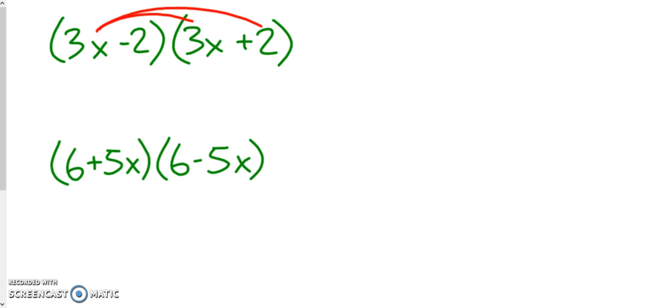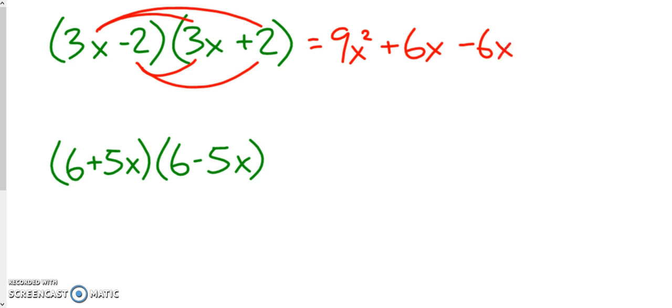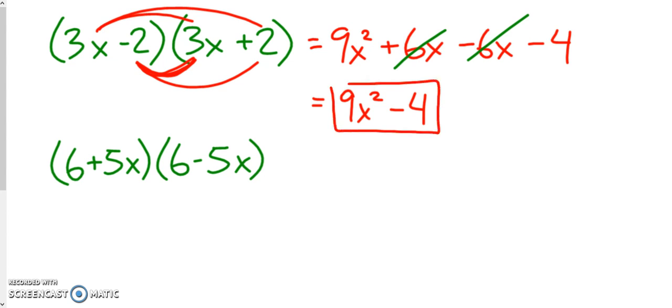And so 3x times 3x is 9x squared. And then 3x times 2 is 6x, so we add that. And then I take this negative 2 and distribute it to both places. So this would be minus 6x when I take the negative 2 and multiply it by 3x. And then minus 4. Well, if you notice, these middle two terms cancel out because 6x and negative 6x makes 0. And then you've got 9x squared minus 4. And so that would be your solution to this one.